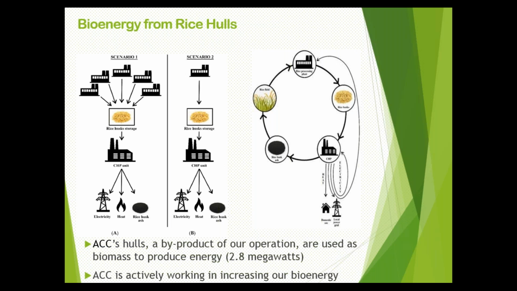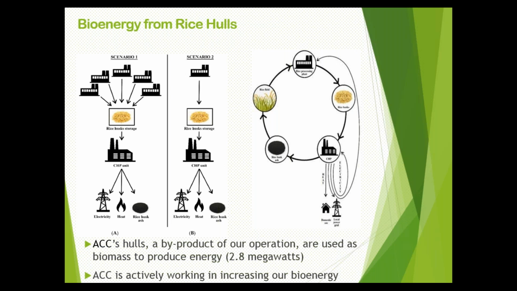Scenario 2 is what we're working on right now. We're working on an agreement with PG&E where we would be able to construct an on-site facility where we would not have to truck our hulls to the centralized facility, but we would be able to essentially convey them right off of the rice mill into the on-site CHP unit, and then generate the exact same electricity, heat, and rice husk ash that the major commercial facility does, but all of it would be right here on site.